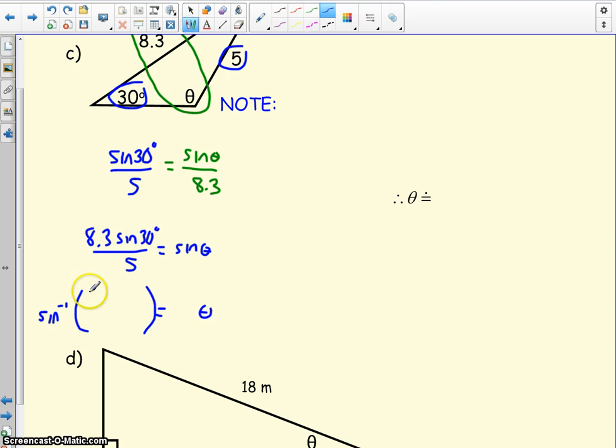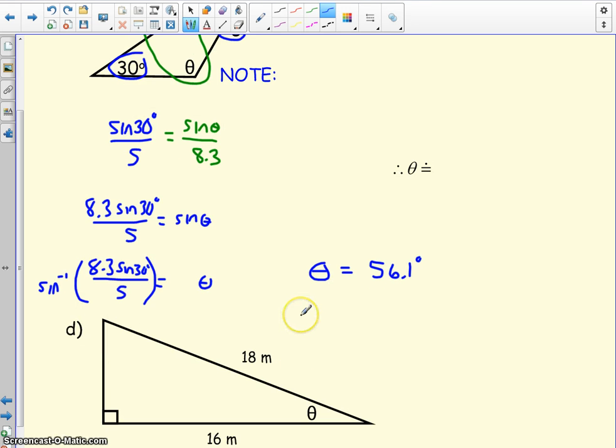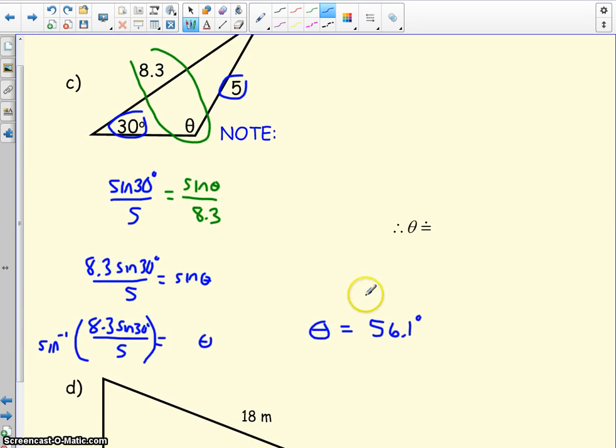Okay, so write that out again. Run that through your calculator and see what you get. When I run it through my calculator, I get theta being 56.1 degrees. However, does that answer make sense if you look at the diagram?